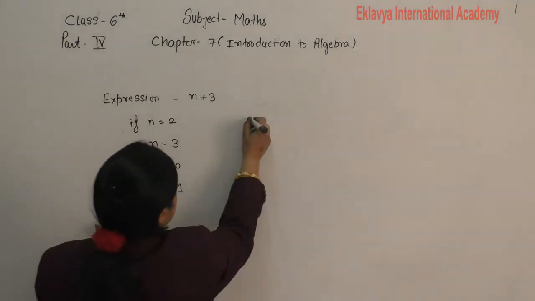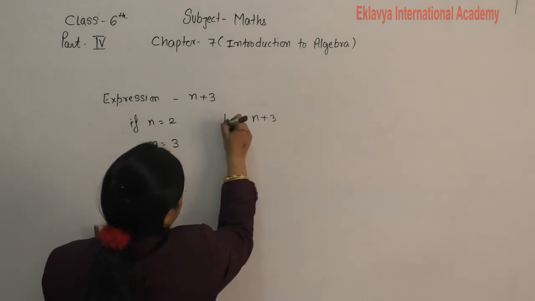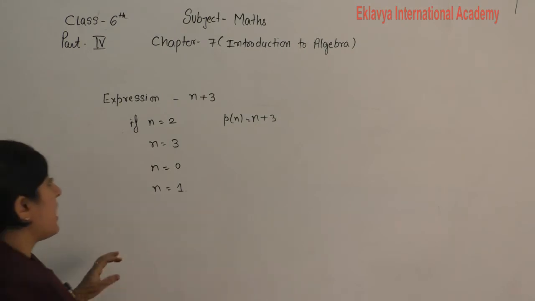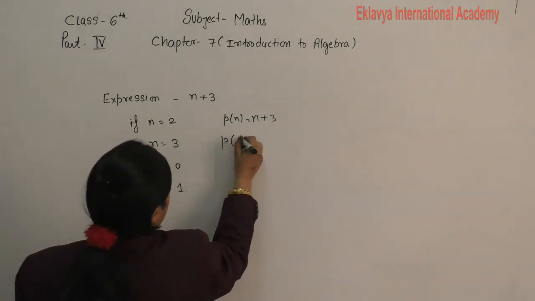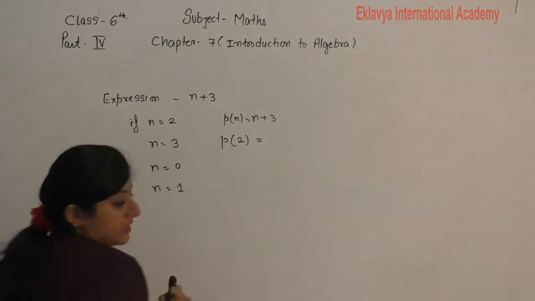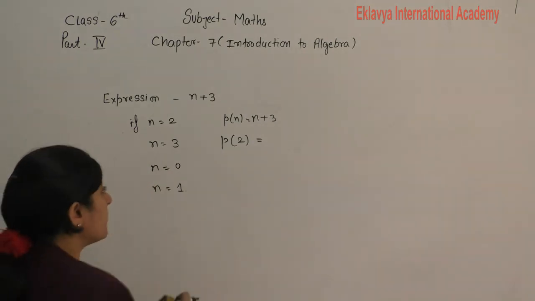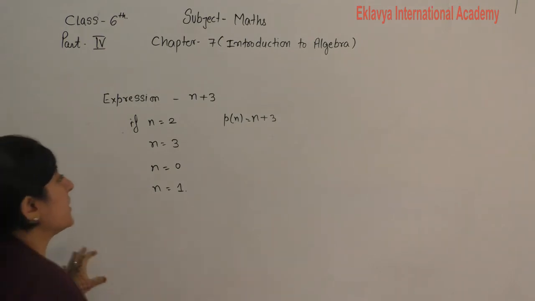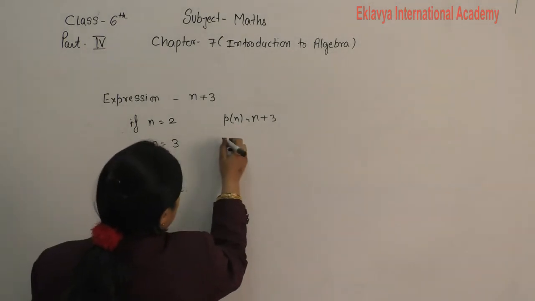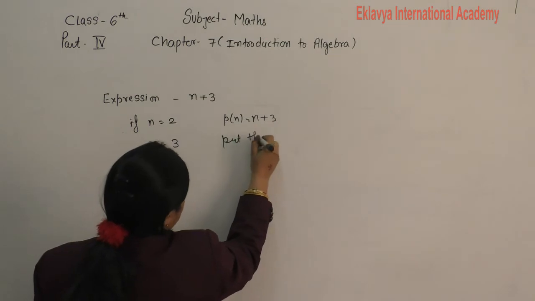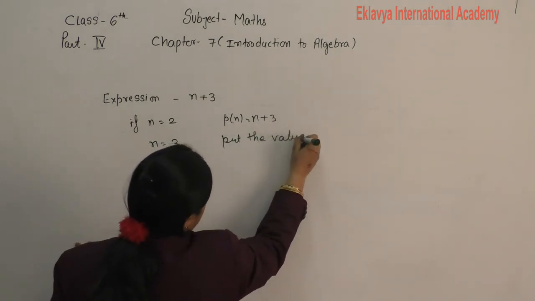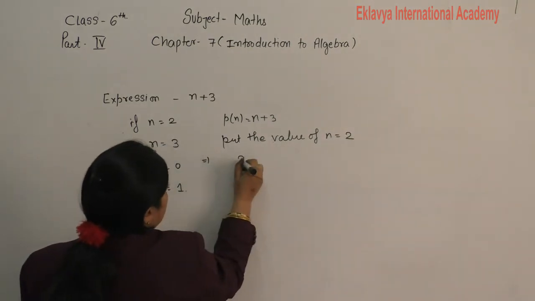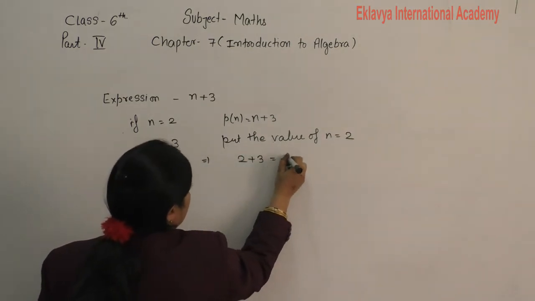The algebraic expression given to you is n plus 3. We can write this as p of n is equal to n plus 3. For the n value 2, we want to find p of 2. Or there is no need to write p of 2, because in the higher classes this is a polynomial. So n is equal to 2. Then put the value of n is equal to 2. Then 2 plus 3 is equal to 5.